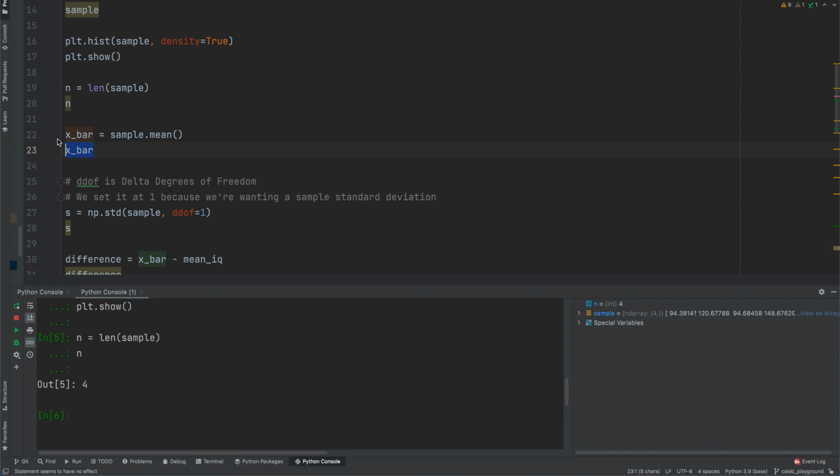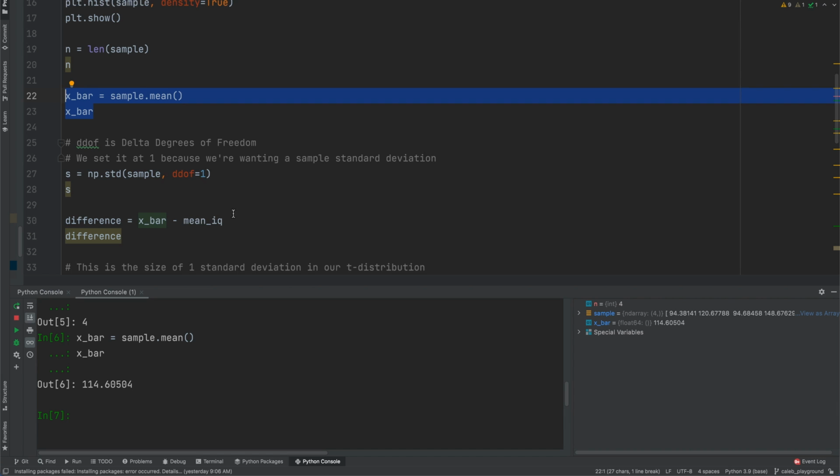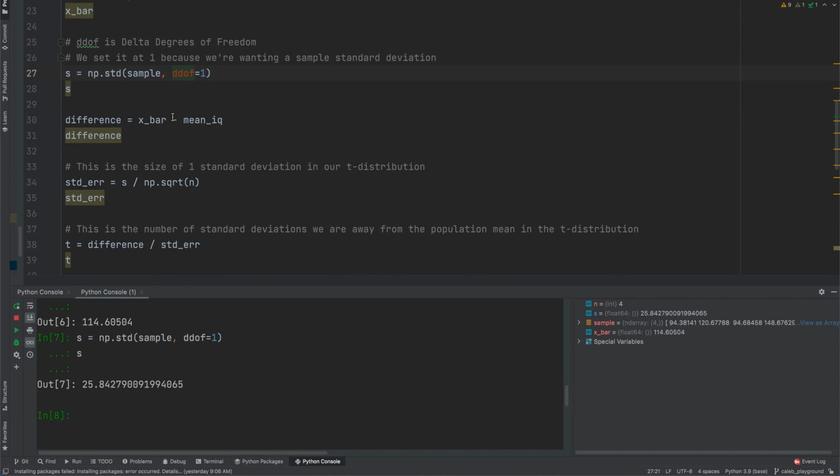First thing we're going to do is grab the mean, which I will say is x bar, of this sample, which is 114. And that's great. We're going to grab the standard deviation of the sample, which is about 25, 26. And I have this ddof equals 1. It's the delta degrees of freedom. Essentially all that's doing is saying, hey, I want the sample standard deviation, not the population standard deviation. I'm not going to get into the difference between the two, but we want to use a sample standard deviation.